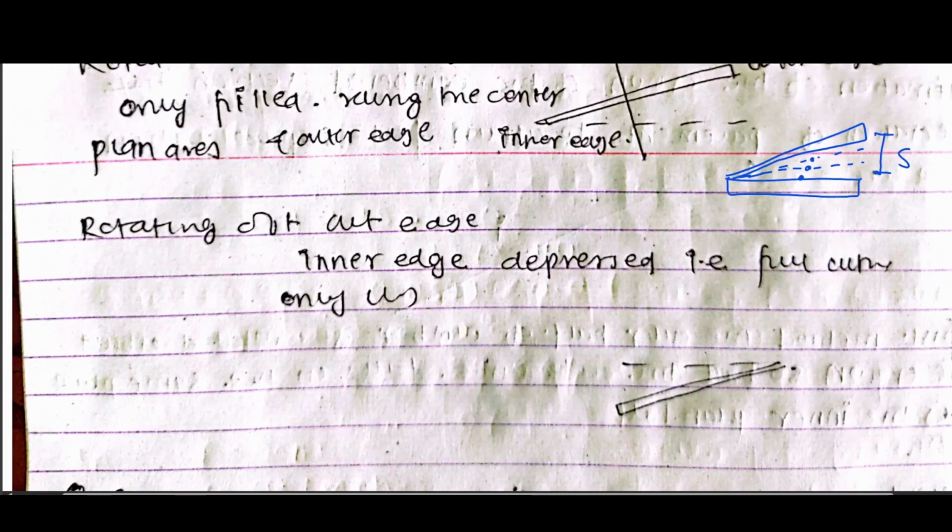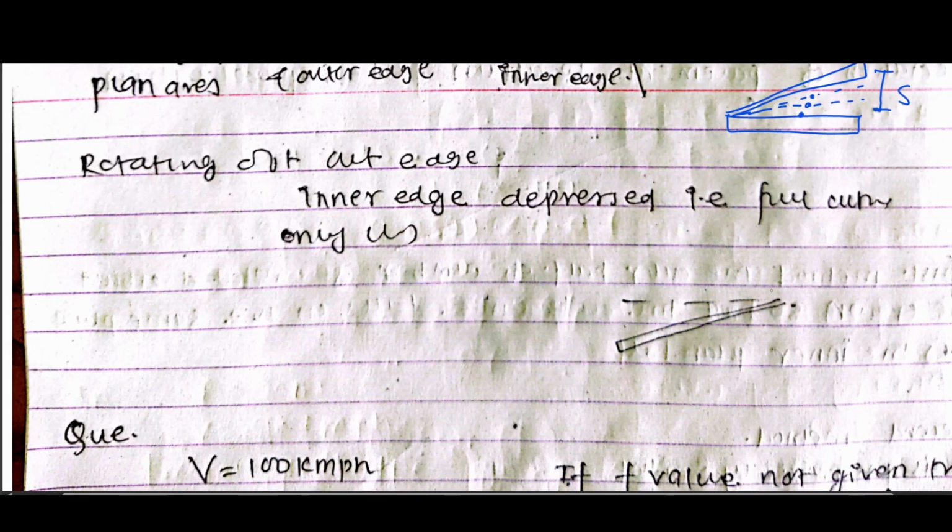And another one is the rotation about the outer edge. Rotation means this is the pavement, and we rotate this about the outer edge. That means we cut this portion, all this portion is cut down, and this is the super elevation we get. This method is generally not adopted because we need to cut the road, and there will be a depressed formation in the road.